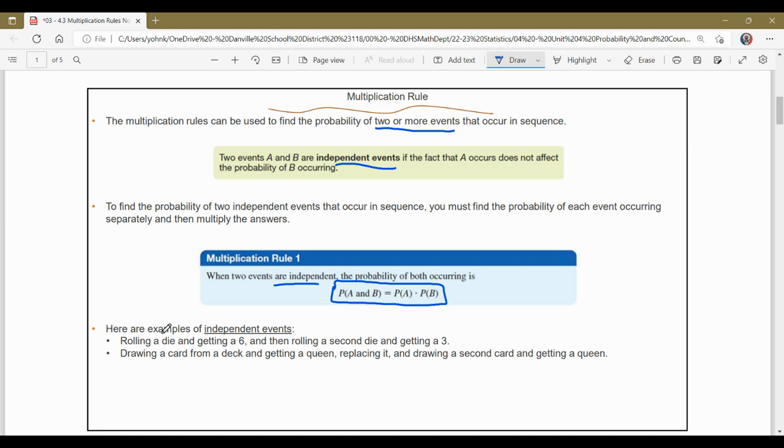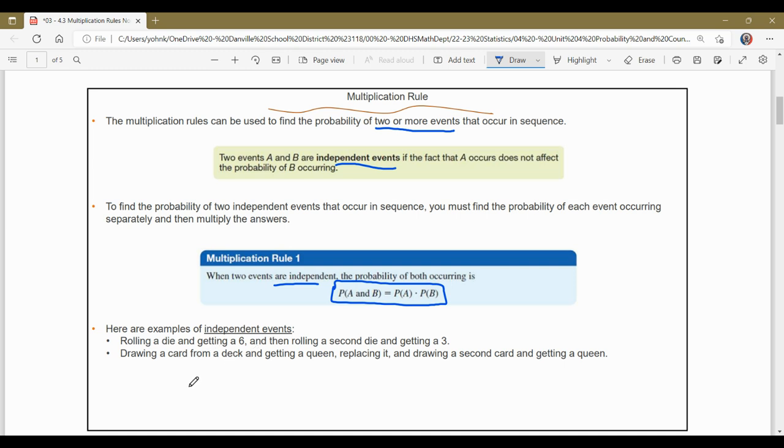The first one is rolling a die and getting a 6, and then rolling a second die and getting a 3. Since the numbers are coming from two separate dice, they're not going to influence each other, unless they're somehow taped together or there's a string between them when you toss them. They're not going to influence each other.